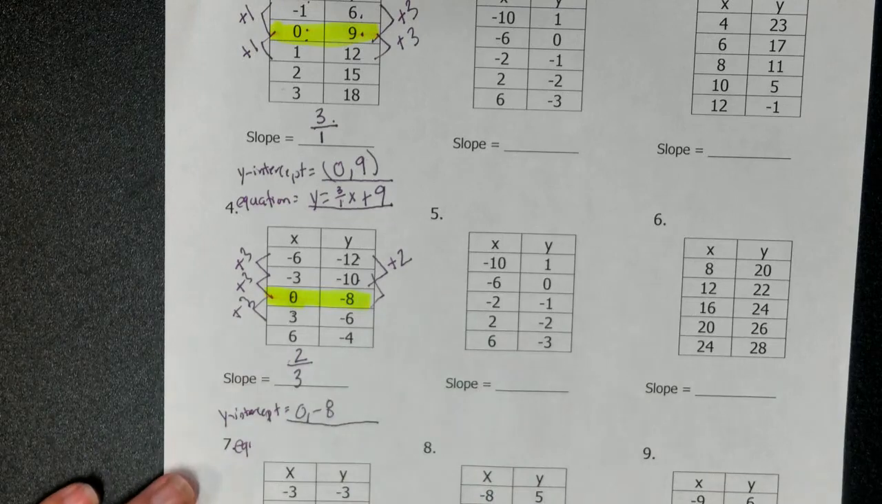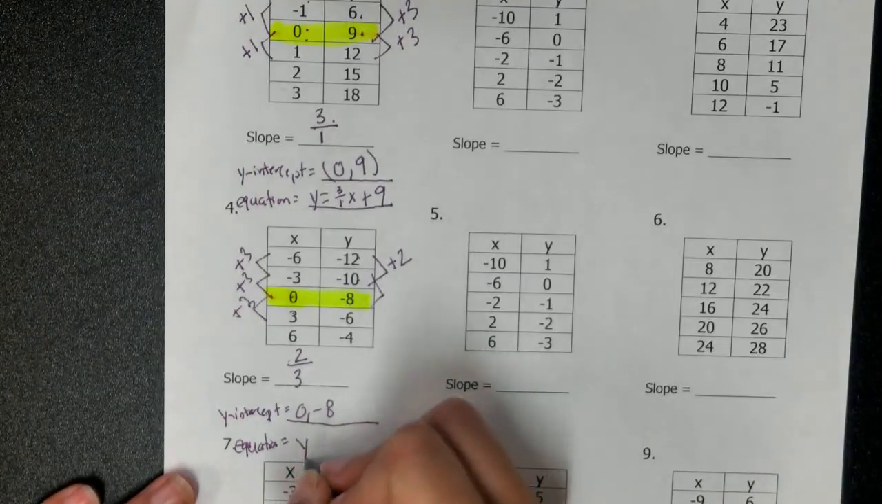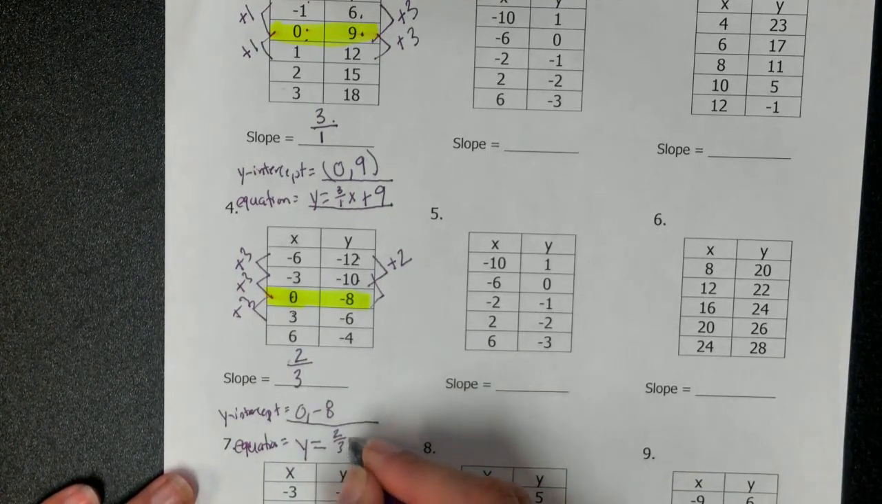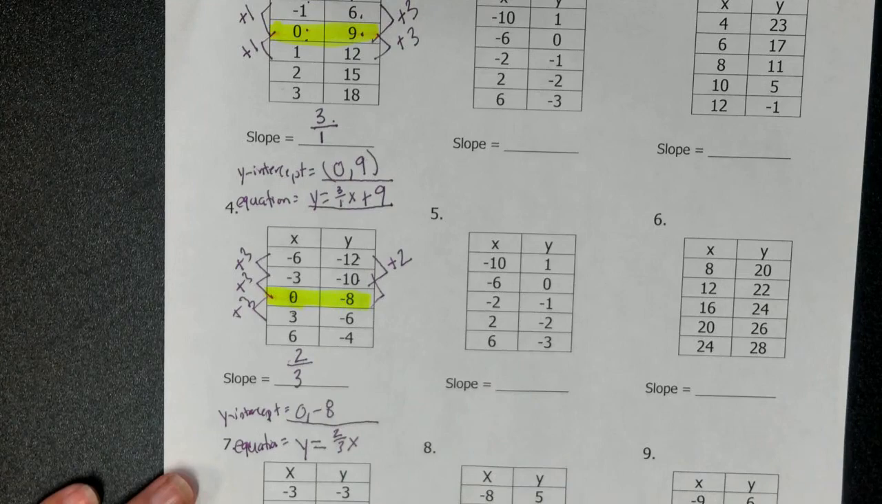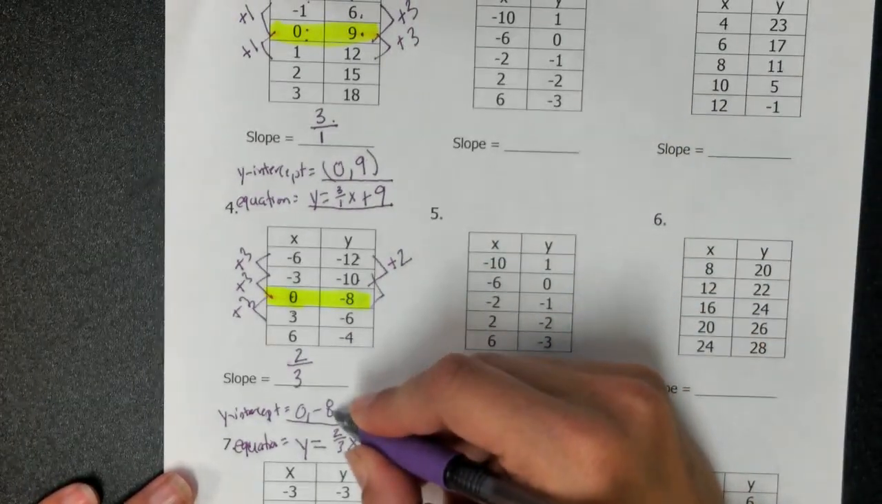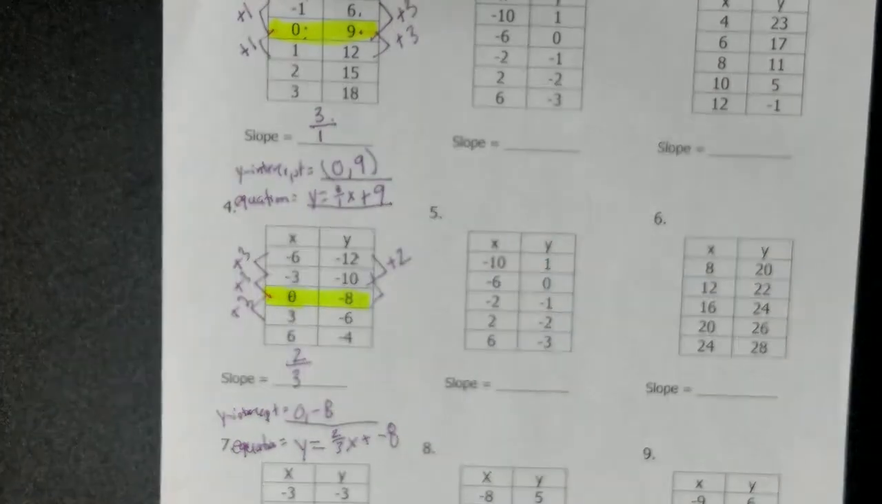And now my equation. y equals, my slope comes first, so 2/3 x. Got to put x next as part of the equation. Plus my y-intercept is -8. So again, there's my equation.